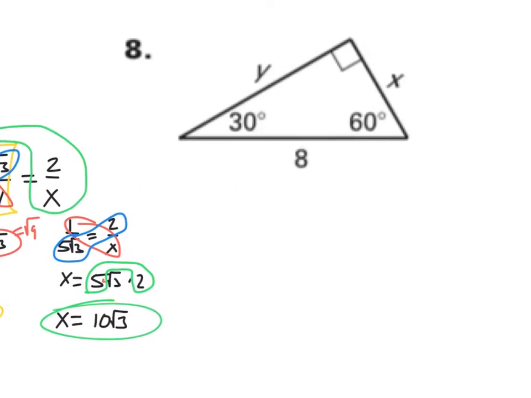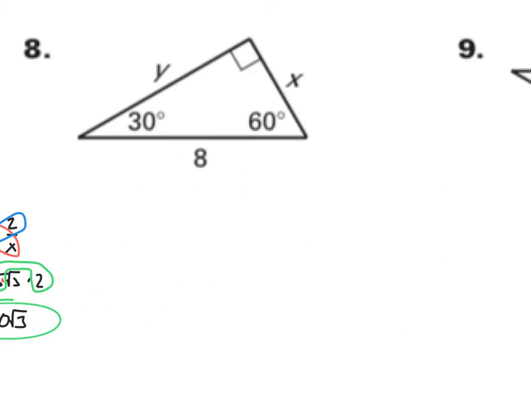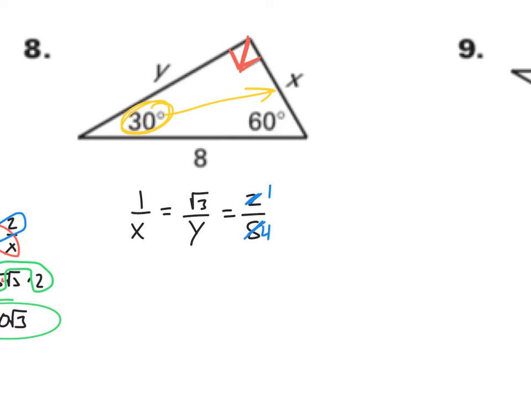Let's take a look at number 8. For number 8, again, I'm going to set up my proportion. And so the shortest side is always opposite the 30-degree angle. The hypotenuse is always being pointed to by the right angle. And so then y goes in the middle. Always, always, always reduce your fractions.